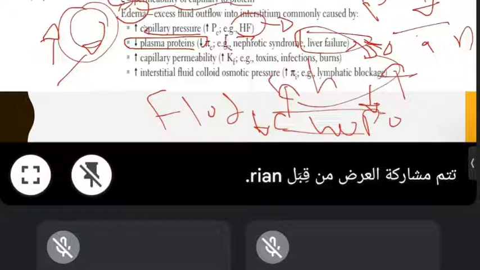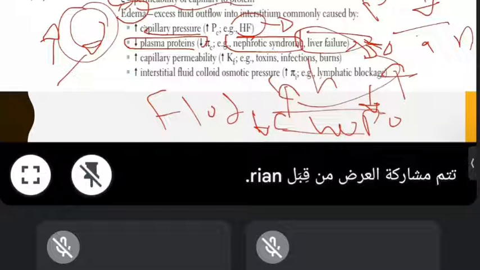Another cause for decrease in the proteins is nephrotic syndrome. We know that in nephrotic syndrome, the kidney excretes a lot of proteins. So one of the ways to diagnose it is to do a urine dipstick, for example, to search for proteins in the urine. If you have more proteins in the urine, the kidney is excreting a lot of proteins. So in the plasma, in the blood vessels, you have a decrease in the amount of proteins.